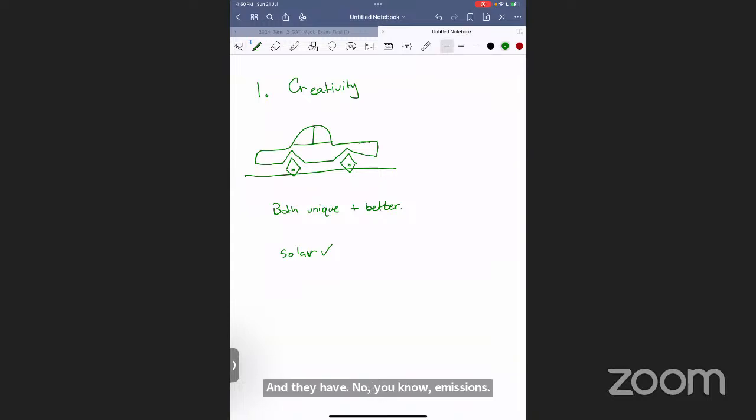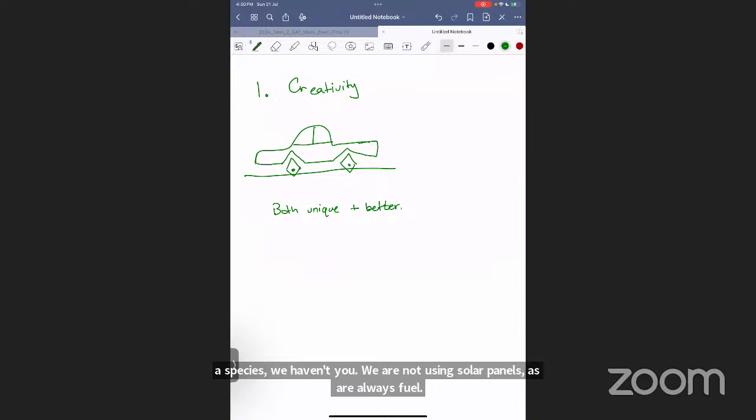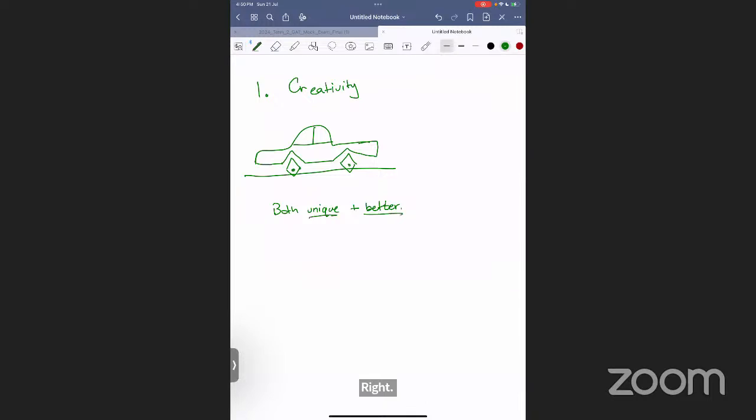But what happens if it's a cloudy day or a rainy day like today? You won't be able to make electricity, right? That's why we as a country, or pretty much around the world, as a species, are not using solar panels as our only fuel source, right? Something that is creative has to be both unique and better, right?